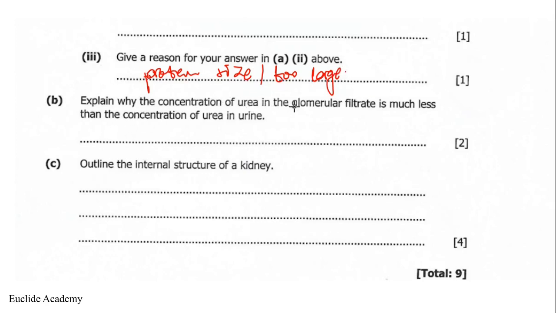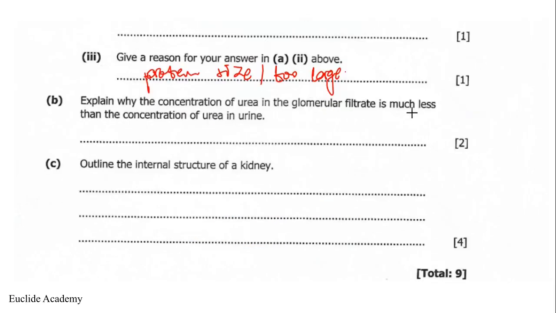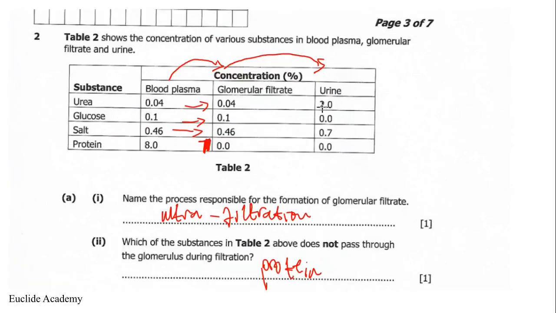Explain why the concentration of urea in the glomerular filtrate is much less than the concentration of urea in urine. Okay, let's check out the question again. Explain why the concentration of urea in the glomerular filtrate. Okay, so let's look at the table. So this is a glomerular filtrate. Concentration of urea is 0.04. Now they're saying why is it much less than the concentration of urea in urine, which is 0.02, sorry, 2.0.